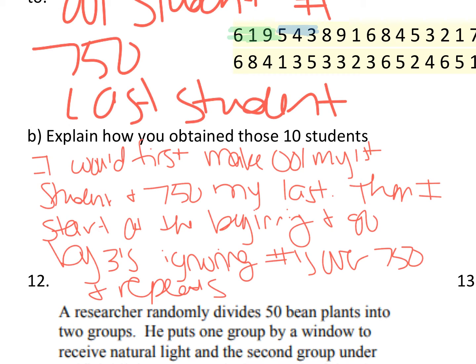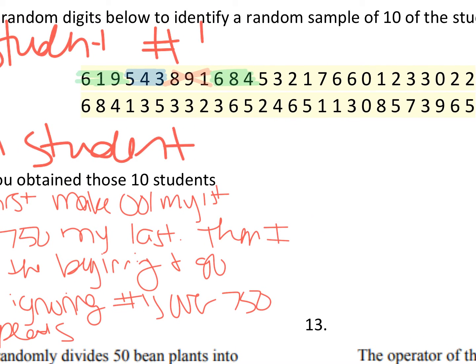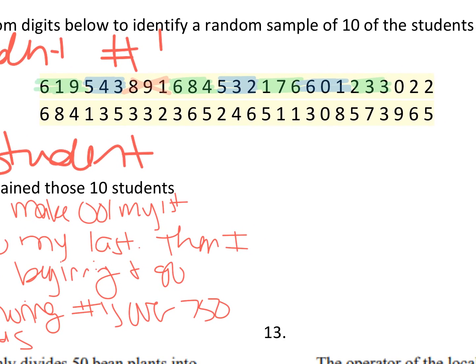Next one's 543. That one's also in range. The next one's 891. That's bigger than 750, so I'm not going to use that one. Keep going by 3s though, guys, okay? So 684, still in range, so I'm going to keep that one. 532, going to keep that one. 176, going to keep that one. 601, keeping that one because these guys are still in range. 233, we're good with that one. 022, also go with him.